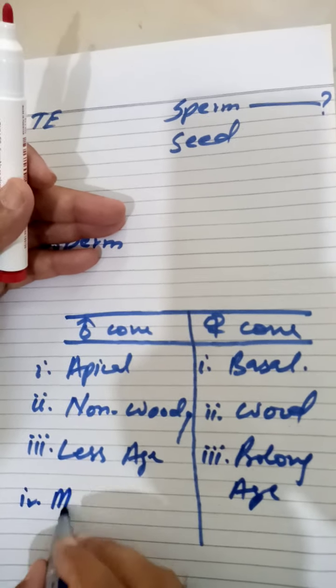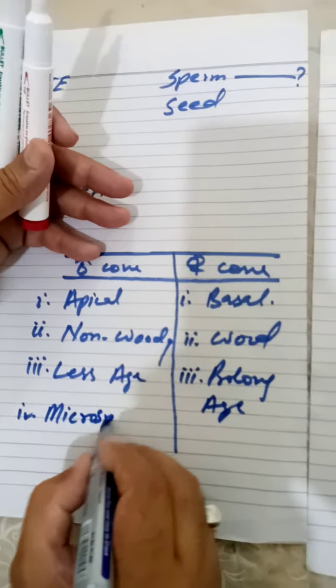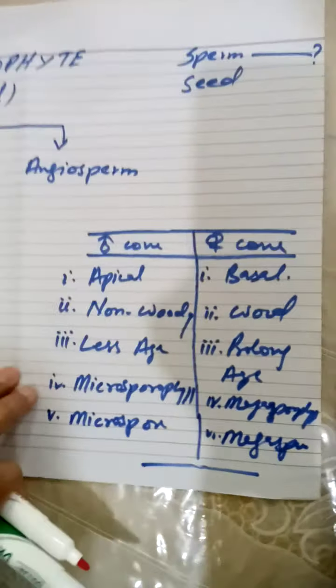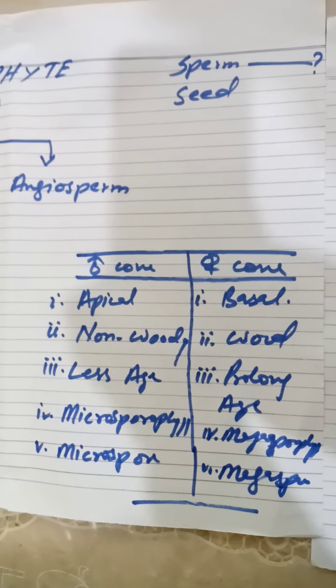The male cone contains microsporophylls. The female cone contains megasporophylls. The male cone produces microspores. The female cone produces megaspores. That is the difference between the male cone and the female cone of the gymnosperm. For Federal Board, that is a short question: the difference between male and female cone.